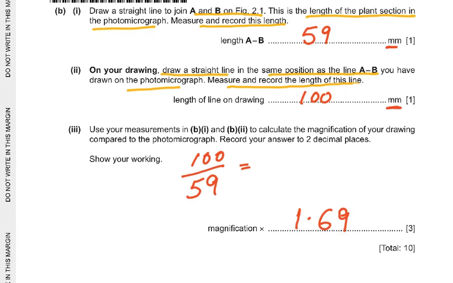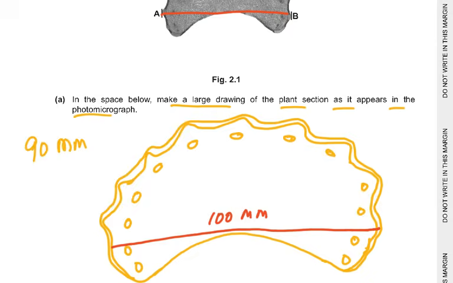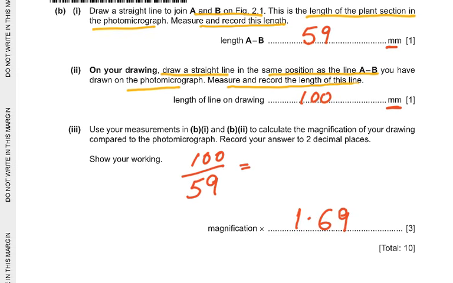Then it says on your drawing, draw a line. So I haven't measured it. I don't have a ruler. So I'm assuming that it's 100 millimeter. So 100 over 59, whatever your measurements are. I'm not saying it's going to be 100. Your diagram could be something else. Could be 110. Could be less. Could be more. So your drawing will be dependent on that. So what you have to do is divide the drawing by the actual, and that gives you the magnification. So it's 1.69 because it says two decimal places. Please understand what is two decimal places. After the decimal there should be two numbers.